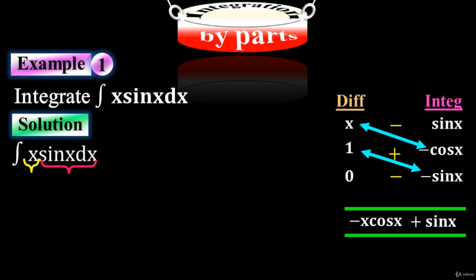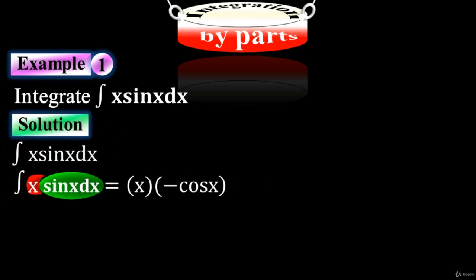But if you want to skip this extra calculation, you can skip it. And you can write it in one line. Our first term is x, and our second term is sine x. We will differentiate the first term and we'll integrate the second term. Leave the first term as it is and integrate the second term. Integration of sine x is minus cos x.